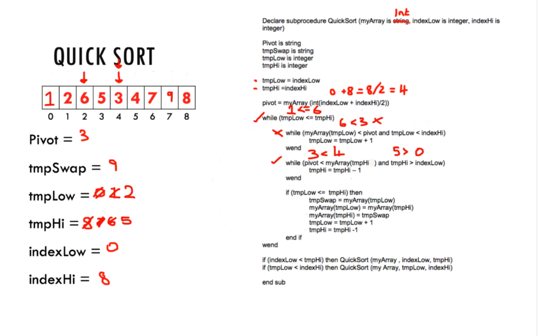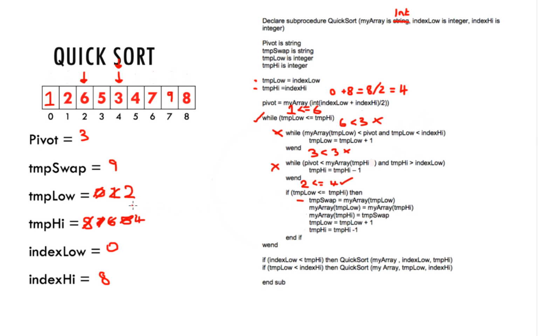Once completed, we say while the pivot point of 3 is less than the value at my array temp high, which is also 3. So 3 is not less than 3. So I already know this is going to fail. So the while loop fails its condition, and then I break out and move to the if statement. If temp low, which is 2, is less than or equal to temp high, which is 4, which is true.